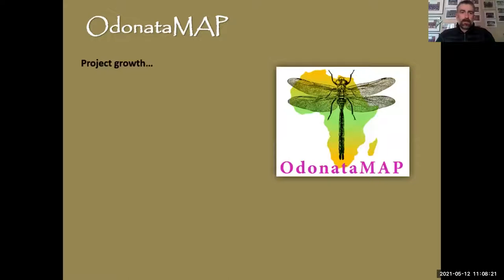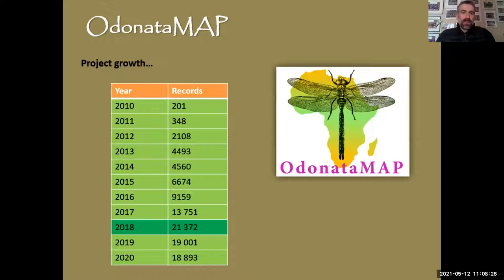The growth of the project has been quite interesting. You can see on the table, it started in 2010, where only 201 records were submitted to the database, and it continued to grow every year. It really started to snowball and gain momentum around 2013 onwards, and every year has seen a lot of growth, up until the highlighted year, 2018, where over 21,000 records were contributed.